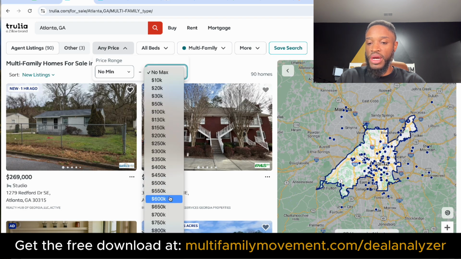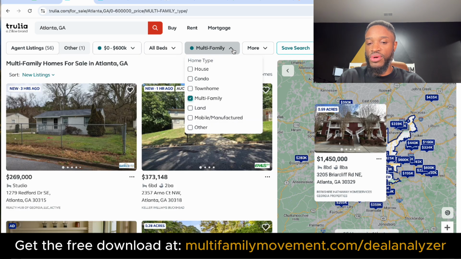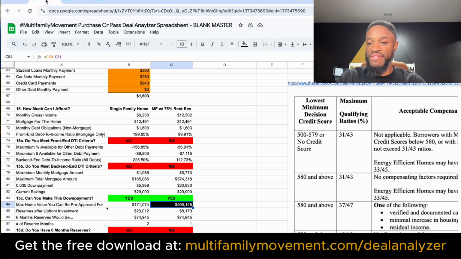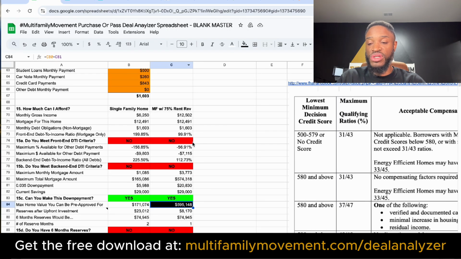So you would come here and you would put no max at $600,000. And of course, when you're on Trulia, Zillow doesn't have this feature, I don't think, but on Trulia, you can check multifamily. All right, that's how I found this property. And I also want you to put your city, put your price point, put multifamily, and then save this search, and then it'll start sending you alerts that fit that criteria.